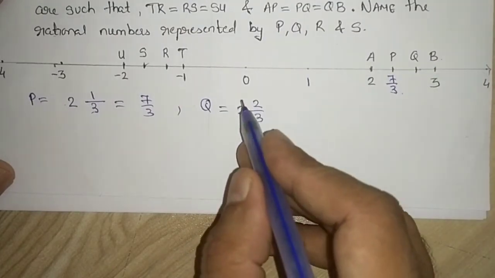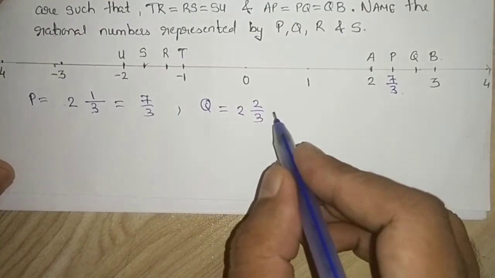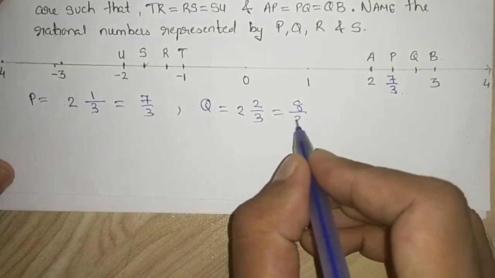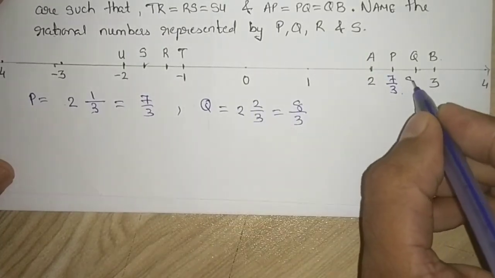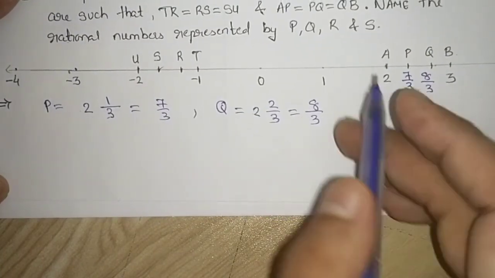1 and 2. 2 by how many parts? 3 parts. Now we will calculate 3 2s are 6 plus 2, 8 by 3. 3 2s are 6 plus 2, 8. 8 divided by 3 will be our answer. Coming to R.